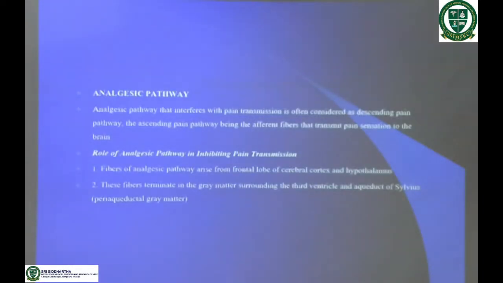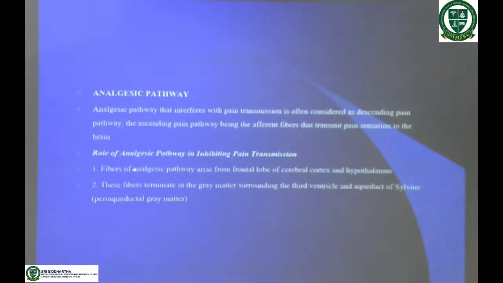Then coming to the analgesic pathway, or pain-relieving pathway. The analgesic pathway refers to the pain transmission inhibition and is considered a descending pain pathway. This analgesic pathway is descending, but the pain pathway is an ascending pathway, right? The ascending pain pathway consists of afferent fibers that transmit the pain sensation to the brain. The role of the analgesic pathway is inhibiting pain transmission.